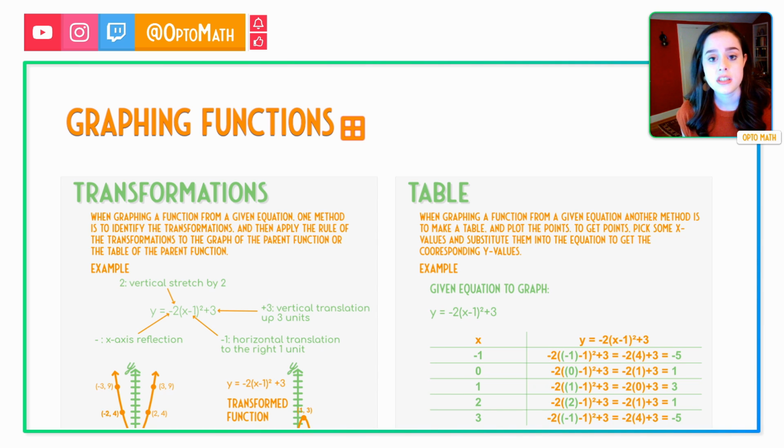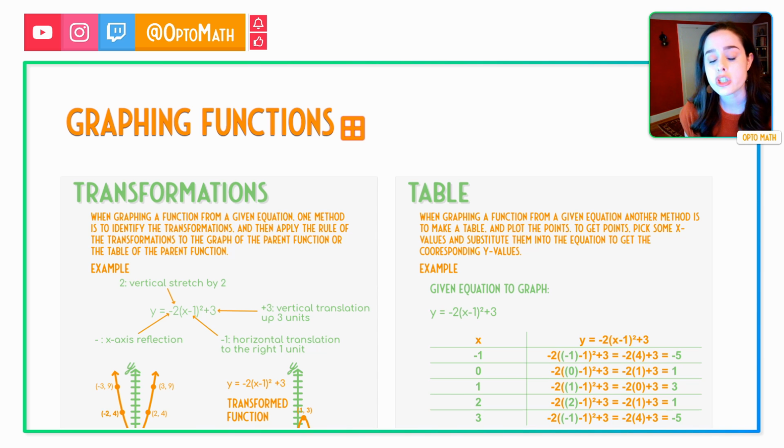Both are great methods. The second method, using a table of your own creation, which is basically just function evaluation, will work for whatever equation you ever have. However, if your equation is written where the transformations are easily identified, you may like to use the transformations method. So it's good to know both. Let's take a look at our transformations.